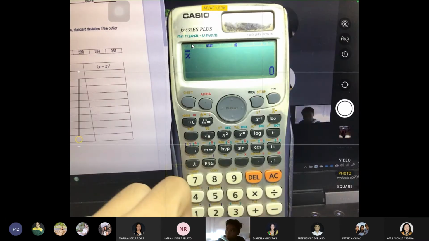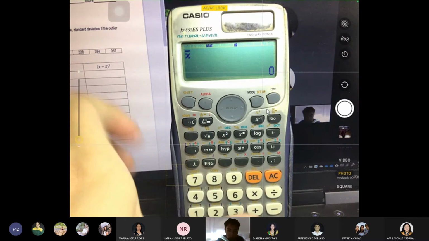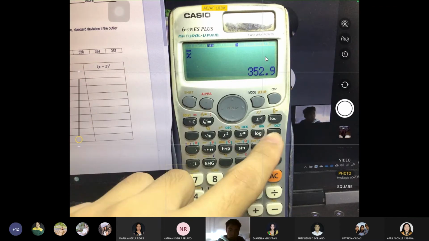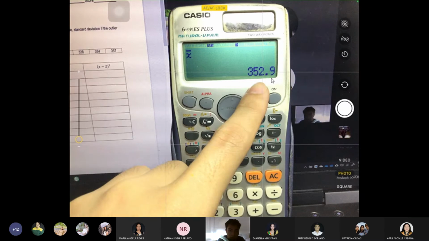Okay, para lumabas yung sagot, you press the equal sign uli. Okay, so yan, nakalagay 352.9. So that is the average of our data points. Okay, so ganun lang, easy.